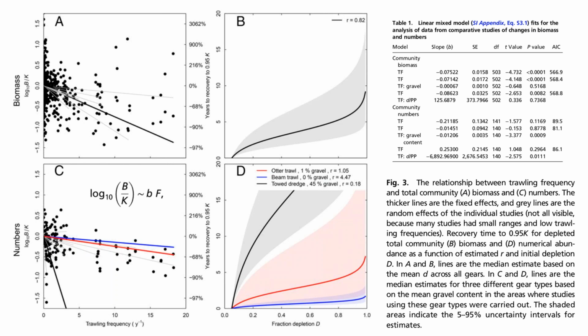If you can see the gray lines, those are the random effects of individual studies. So basically, they model the study as a random effect and allow the slope to vary per study. The gray lines show the random effects of individual studies in figures A and C, and the thicker lines are the mixed effects by different phenotypes. Figures B and D show the number of years to recovery to 95% of carrying capacity as a function of recovery rate and the initial depletion.